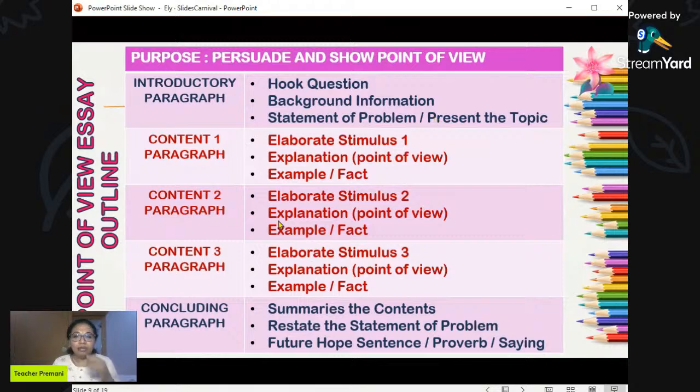Next, you put a hope sentence, a future hope sentence, or you also can put a proverb. For example, you don't want the problem to get bigger. You must do something before it gets worse. Then you can say, "Prevention is better than cure," if you know the proverb. If you do not know the proverb, come up with a sentence which tells hopes, some values, some advice. You understand? All right. I hope you understand.